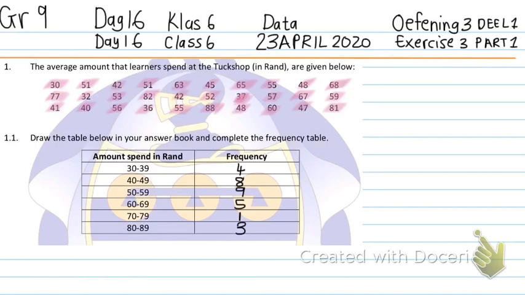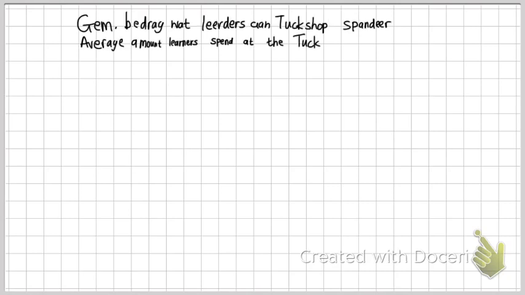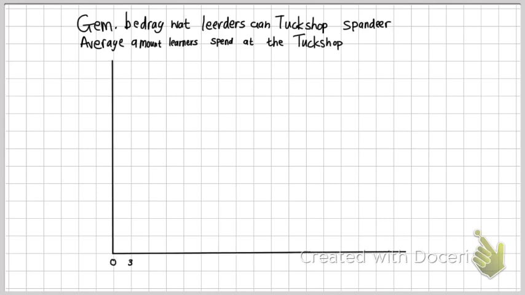So, up against one another. I'm first going to write a heading, which is the average amount learners spend at the tuck shop. Then I make two axes. On the x-axis, on the bottom, I write 0, 30, 40, 50, 60, 70, 80, 90. And that is the amount in rands. And on the upright axis, I have frequency.